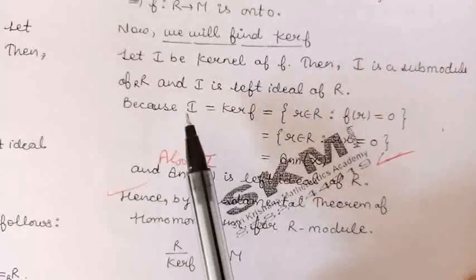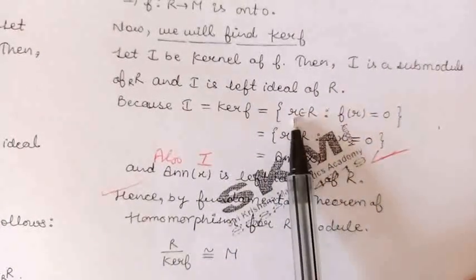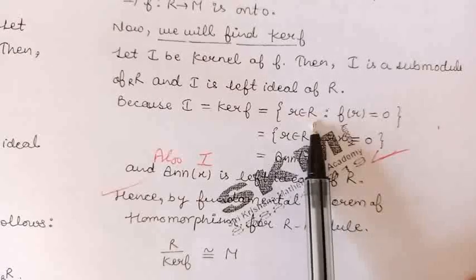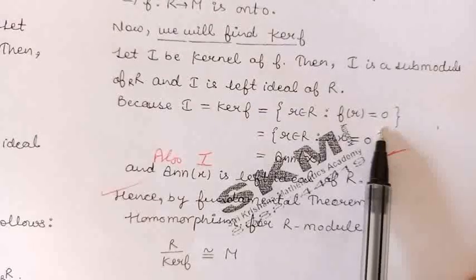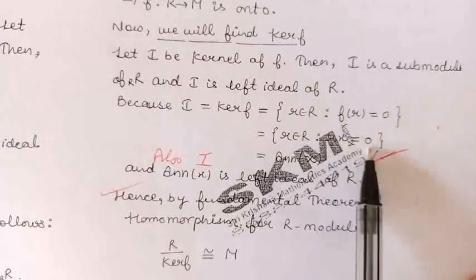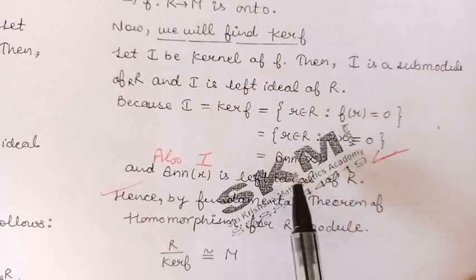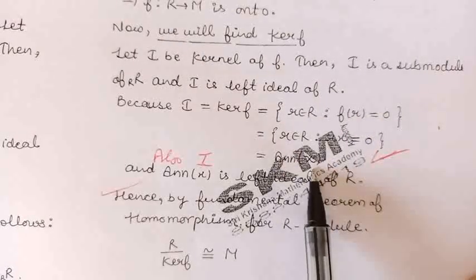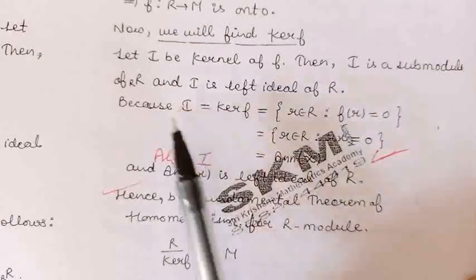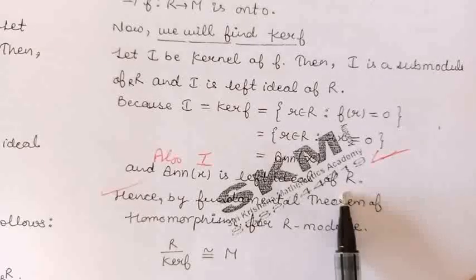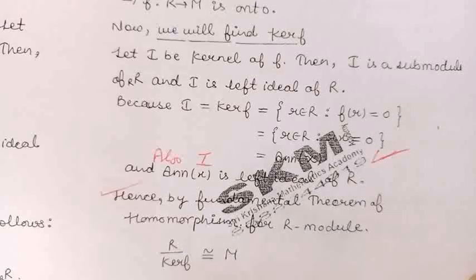By definition, I is the kernel of f, meaning the set of all those elements of ring R whose image under f is 0. It means r into x is equal to 0. And by definition, we can say that the annihilator of element x is I. And the annihilator of an element is a left ideal of ring R. So we have proved I is a left ideal of the ring R.